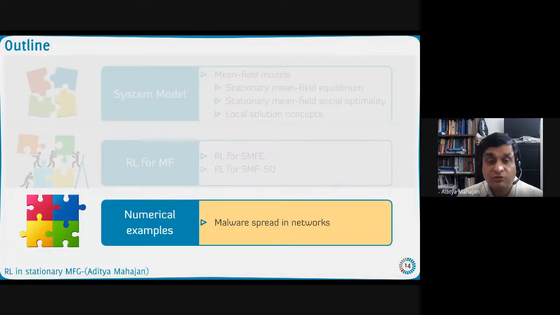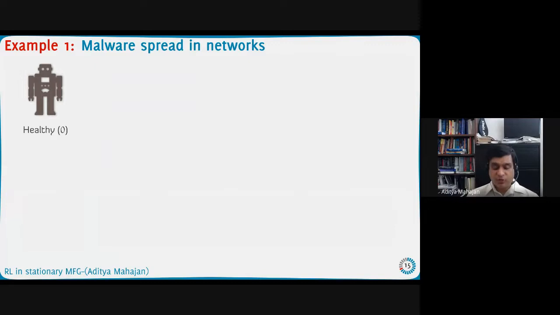Okay, so I'll present two examples. The first is an example on malware spread in networks. This was when we initially wrote the first version of the paper, which was in 2018. If we were writing it now, you could all guess what this example would be.